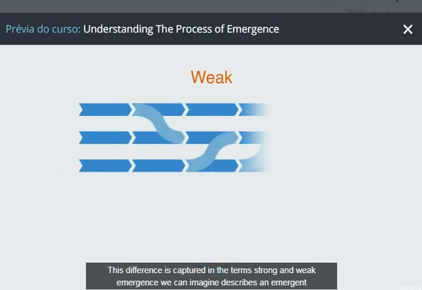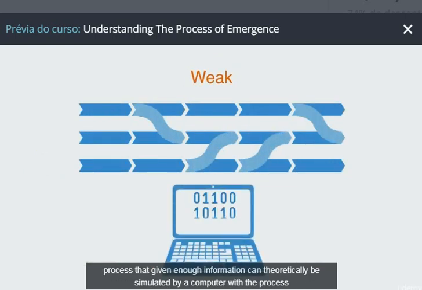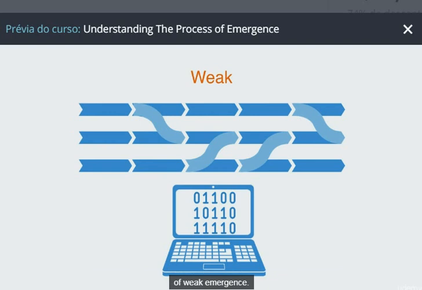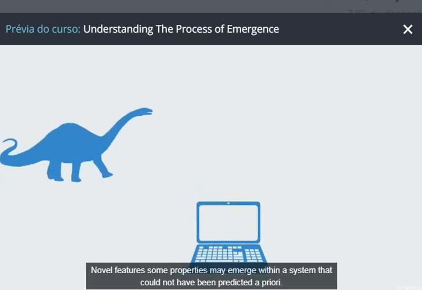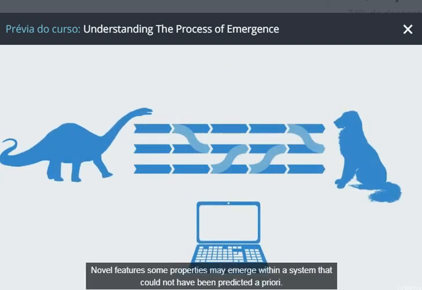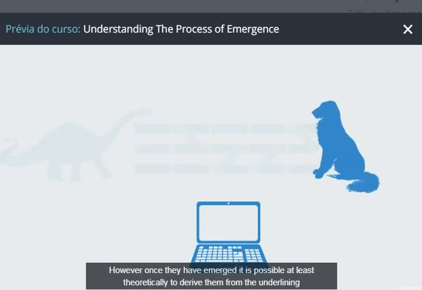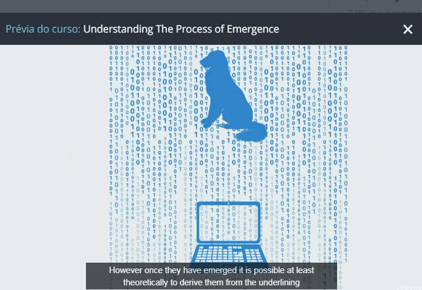Weak emergence describes an emergent process that, given enough information, can theoretically be simulated by a computer. With the process of weak emergence, novel features and properties may emerge within a system that could not have been predicted a priori. However, once they have emerged, it is possible, at least theoretically, to derive them from the underlying component parts, even if in practice this is often not computationally viable.